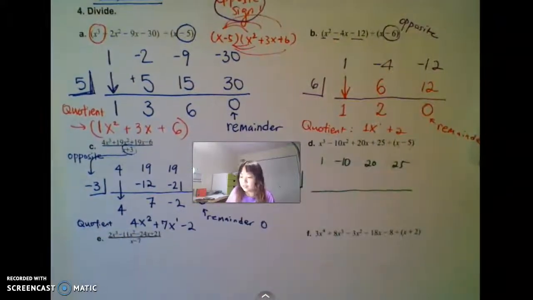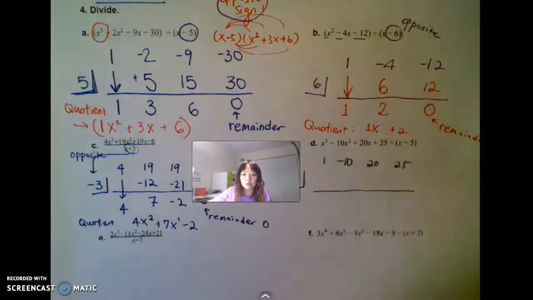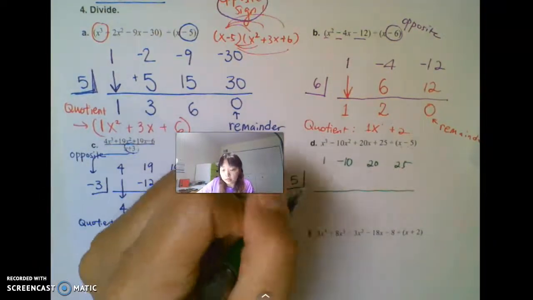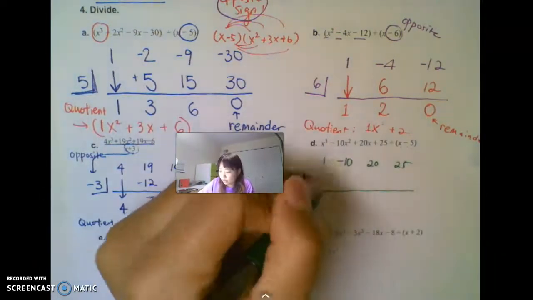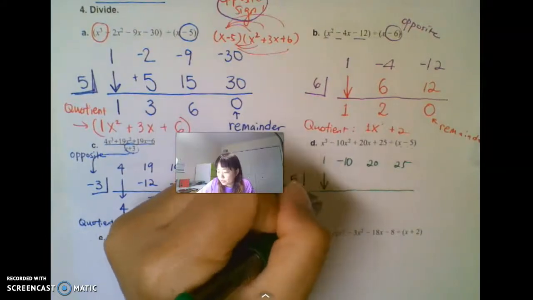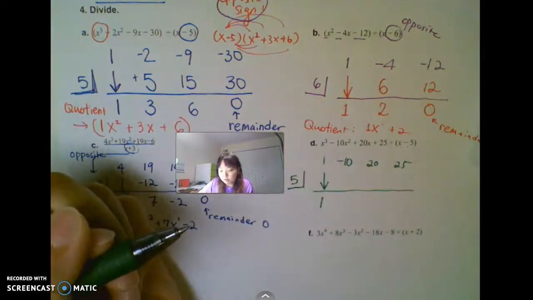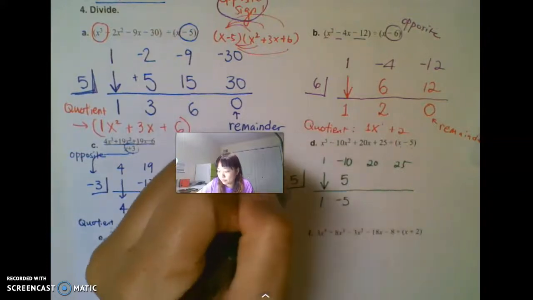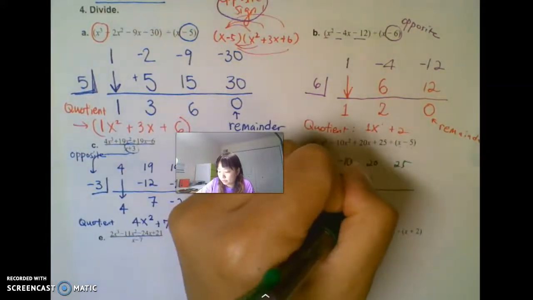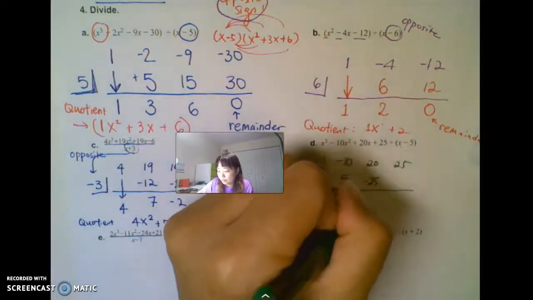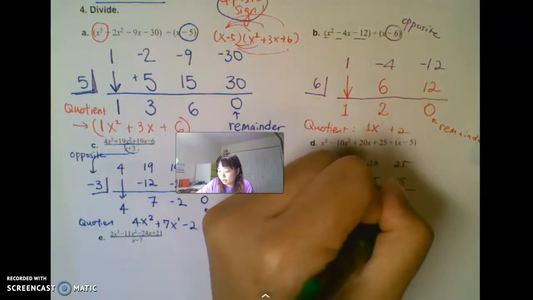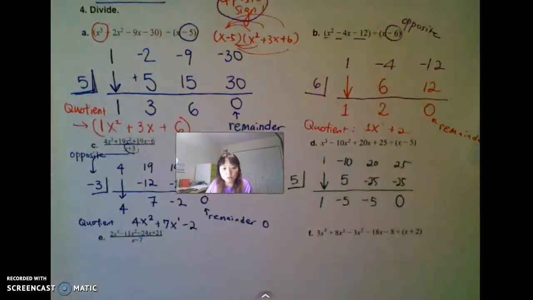And the lines are just kind of an easy way to do it. It doesn't mean there's really a reason why we draw the L and long line. Drop the first, so it's 1. Multiply, that's 5. Add them, it's -5. Multiply, -25. Add them, -5. Multiply, -25, and we get remainder 0.